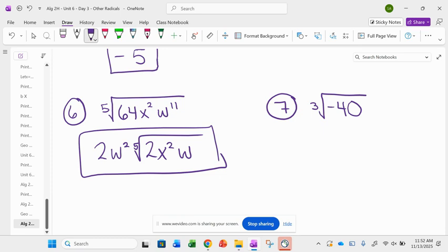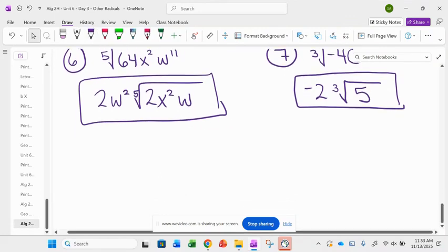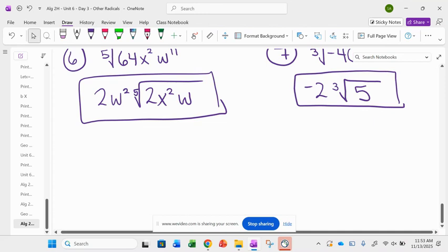All right, number 7. What did we get here? Yep, -2 times the cubed root of 5. Perfect. Anybody need to see me do this one? And the question was, does the negative have to get pulled out or do we leave the negative underneath? The negative always has to get pulled out. All right, let's step it up a bit.